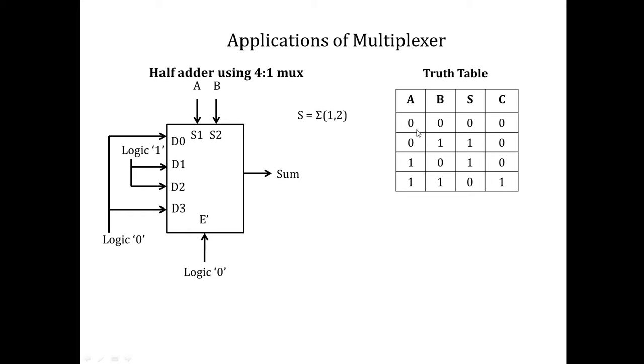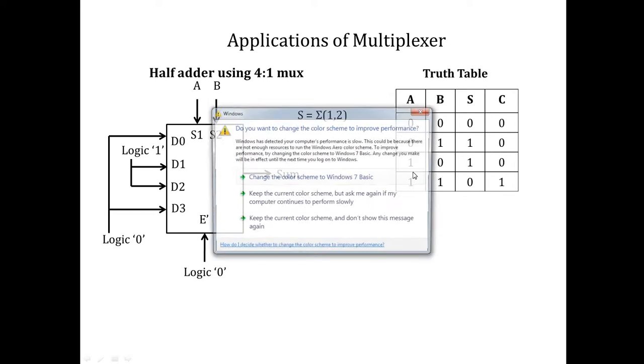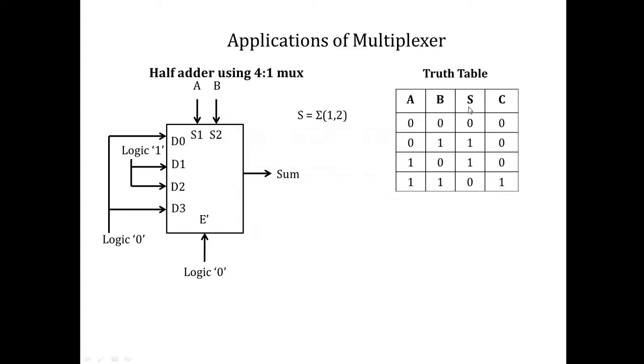For example, if A is 0, B is 0, sum will be 0, carry will be 0. Similarly, if you take 0 1, sum is 1, carry is 0; 1 0, sum is 1, carry is 0; 1 1, sum is 0, carry is 1. So if we design for sum, the sum value is high when A is 0 and B is 1, and when A is 1 and B is 0. So for these two cases, we'll be setting it as a logical 1, and the other two cases we'll be setting as a logical 0.